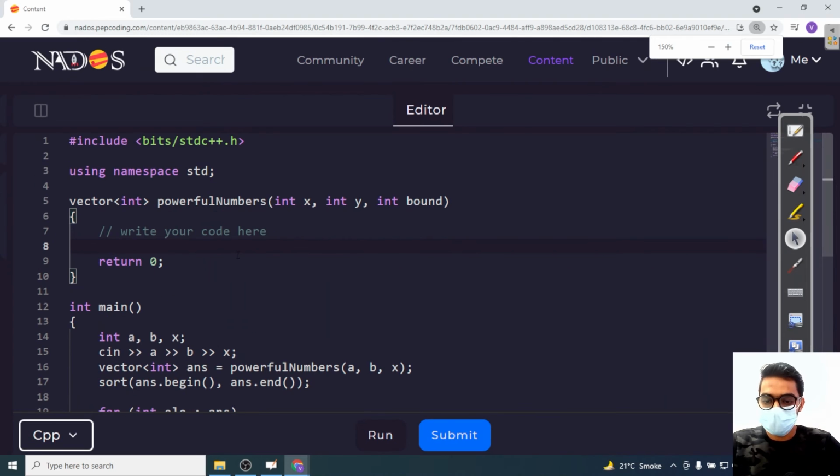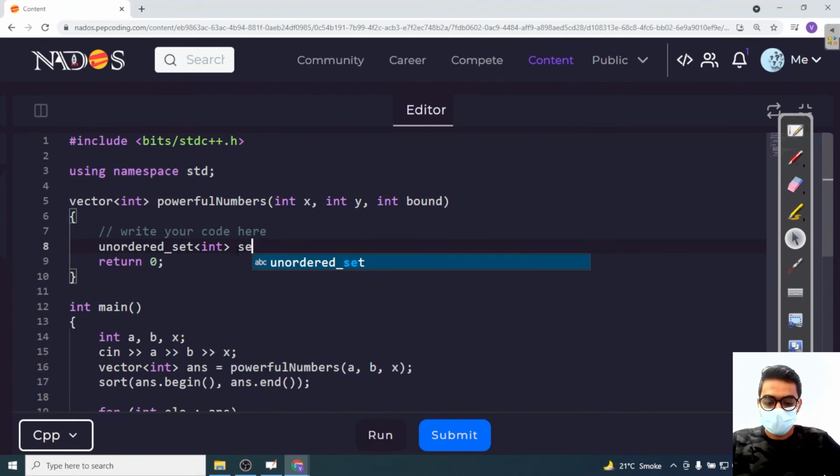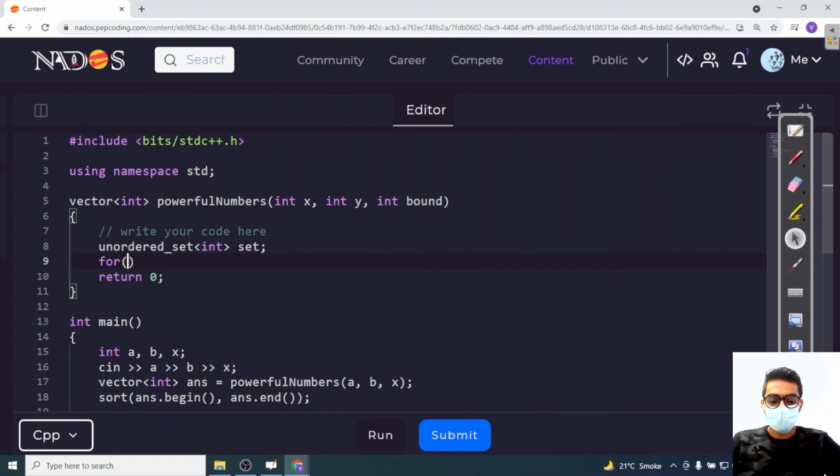Let's increase the font size. Now we are going to use a set here. Why? Because we want only distinct numbers in our answer. So writing here unordered set of integer, that is set. We are starting with I at 1, and updating our I as I into a, I into a into a into a into a.